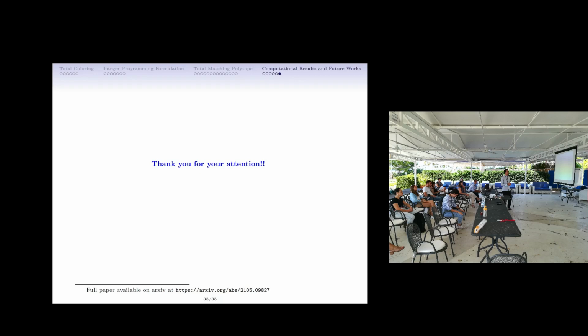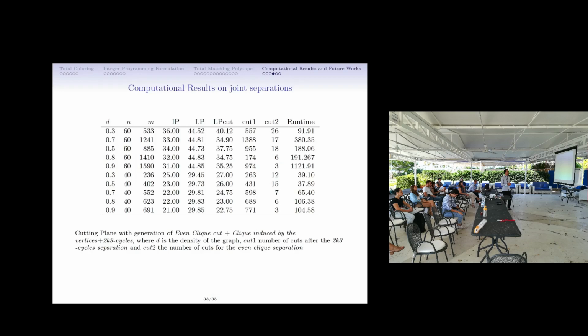And Laura has a question. Okay, do you think that these results are also valid for random graphs? For random graphs, for the density, yes, but for the total matching polytope, for which types of graphs? For cubic graphs, for random graphs? Okay. Yes.